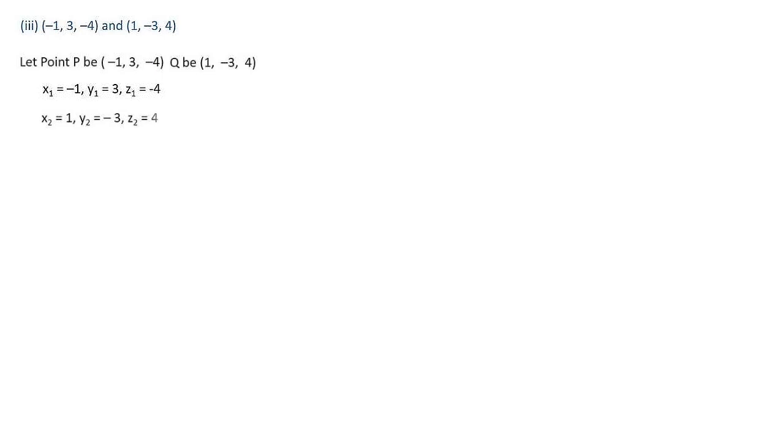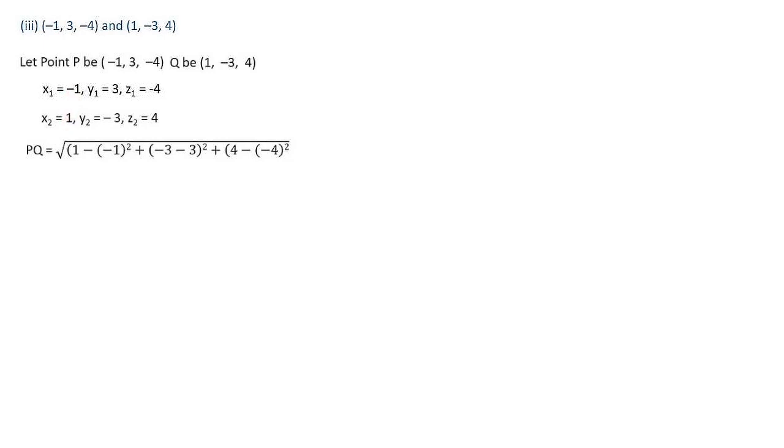Next we shall discuss the third pair which is given to us. So as before, we can consider the first point as P and the second point as Q. Then first point values we can consider as x1, y1, z1. So x1 is minus 1, y1 is 3 and z1 is minus 4. Then x2 is 1, y2 is minus 3 and z2 is 4. So by using the distance formula, I am not writing the distance formula again here. So let's do it mentally.